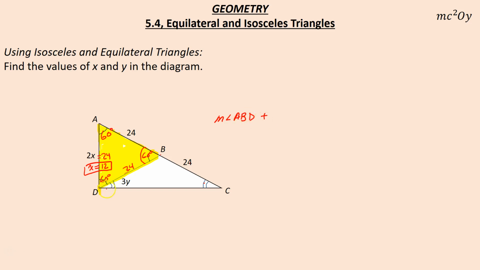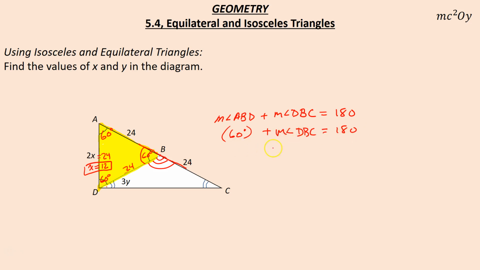plus the measure of DBC equals 180. I'm going to go ahead and mark DBC with 3 markings here since we haven't used that yet. So ABD is 60 degrees. I'm going to substitute that in, plus the measure of angle DBC equals 180. That M angle means measure of angle right here.